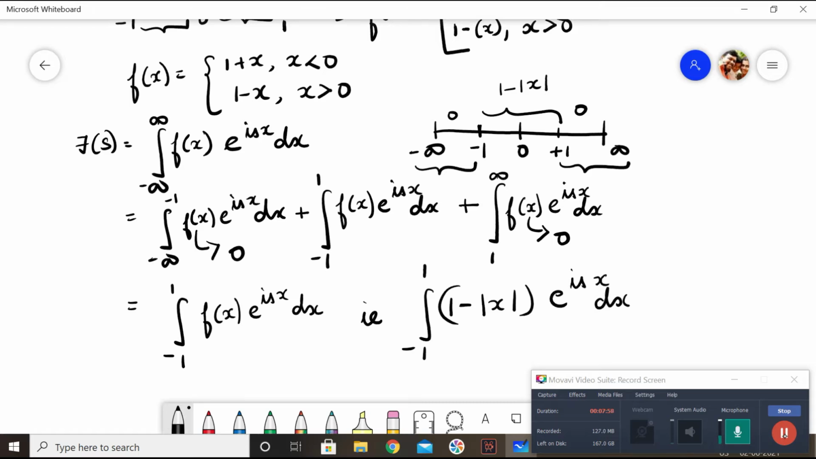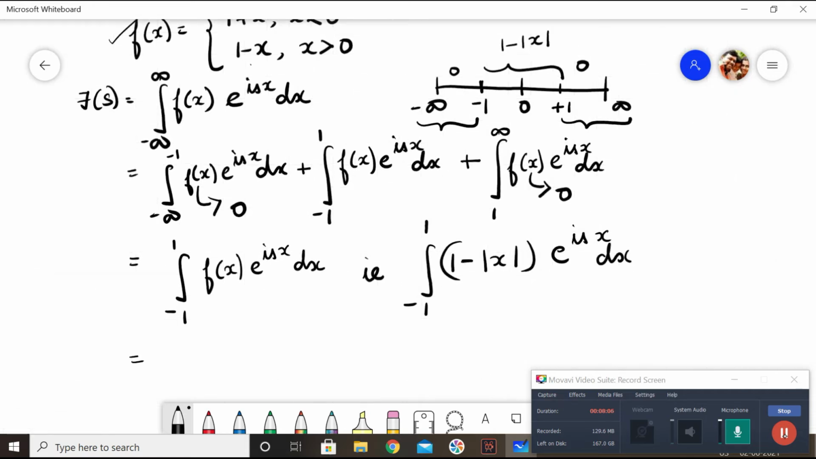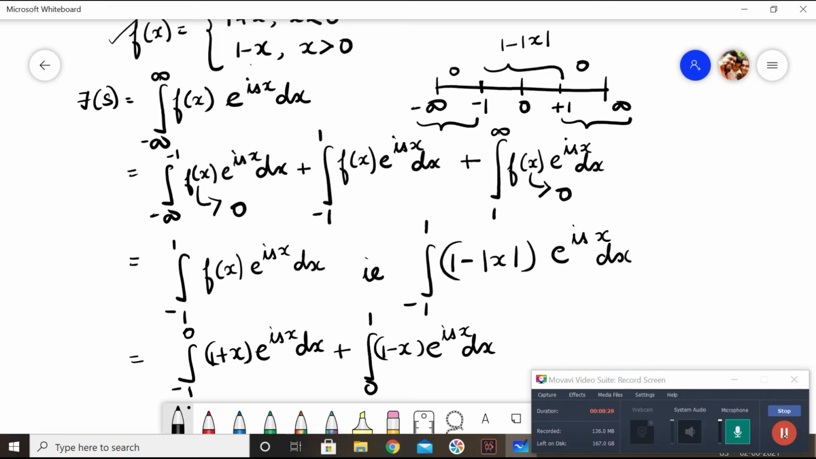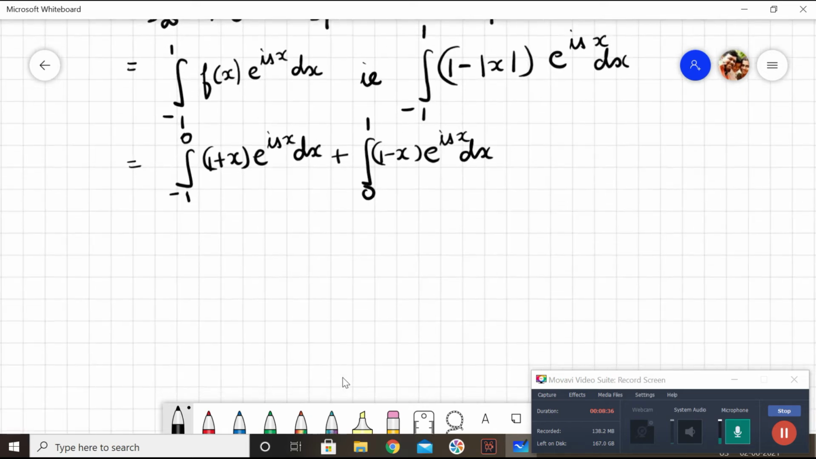Further this 1 minus modulus x is split as 1 plus x and 1 minus x. So I do that now. From minus 1 to 0, my f of x is 1 plus x, e to the power isx dx, plus from 0 to 1, my function is 1 minus x, e to the power isx dx. How did I write this? I use this to write this. Clear? Fine. Now we have to solve the integration.